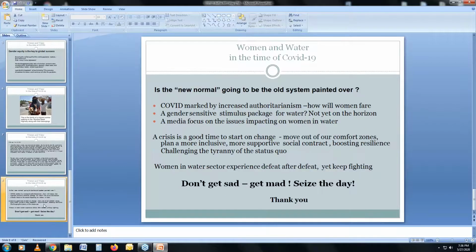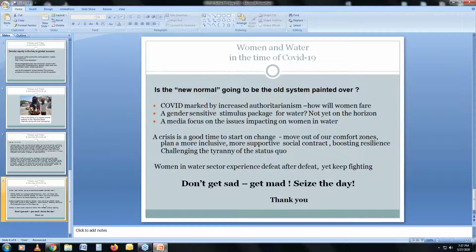Finally, I'd like to say, we are talking about the new normal. Are we going to be the old system painted over with some activities to say, oh yes, we need to do something for women? I see that COVID is marked increasingly, globally, by increased authoritarianism. How are women going to fare in this context?